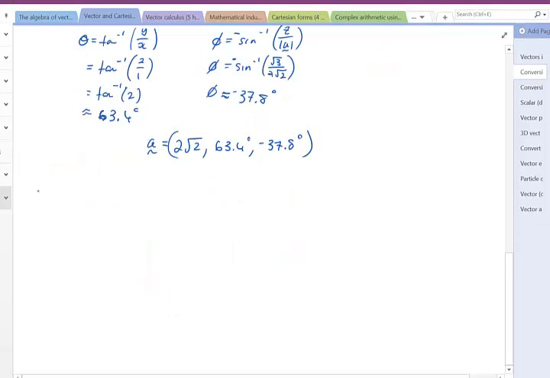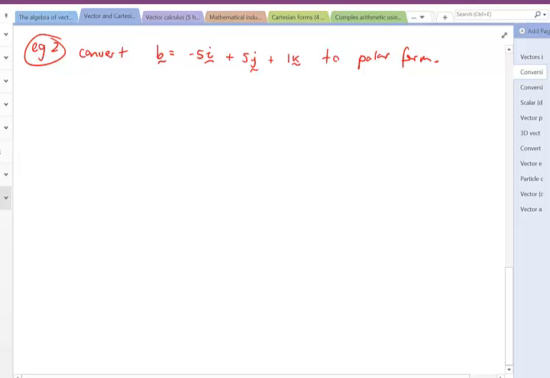When we look at a second example, in this example we're just looking to convert B, which is negative 5i plus 5j and 1 in the k direction, to polar form. So if we set this up again and do a quick sketch, we're looking at negative 5. We won't start in quadrant 1, we're going to start in quadrant 2. So negative 5, 5 in the y direction, which gives us our base, and our azimuth, and then 1 up, which gives us our altitude.